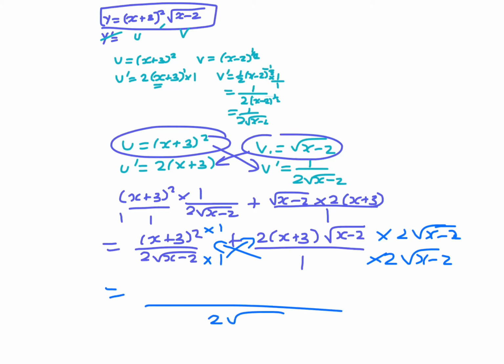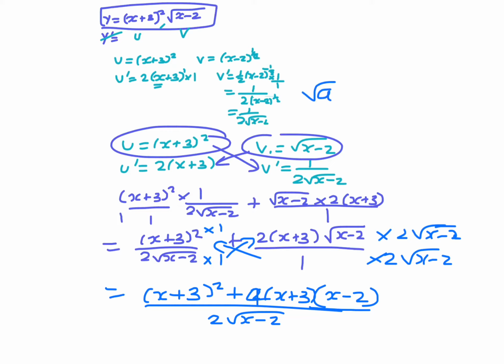So the denominator will be 2 root (x − 2), and on the top here we'll have (x + 3) all squared plus 2(x + 3), and then it would be root, so that's going to be 2 twos are 4 actually, (x + 3), and then it's going to be root (x − 2) times root (x − 2) will just give you (x − 2), because root a times root a is root a squared, which is just a. So when you do a surd by itself, the square root will disappear.